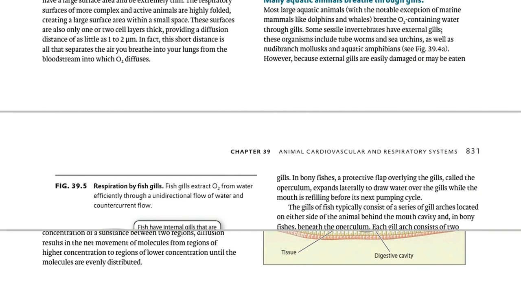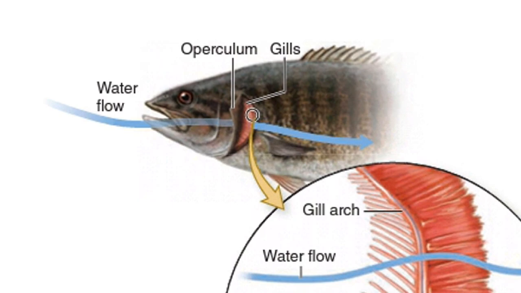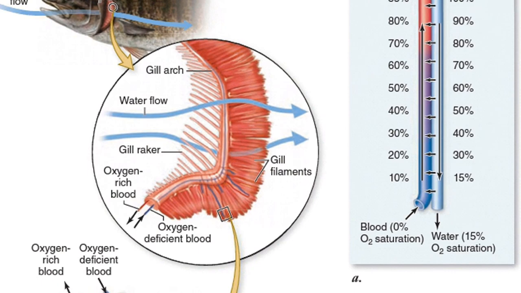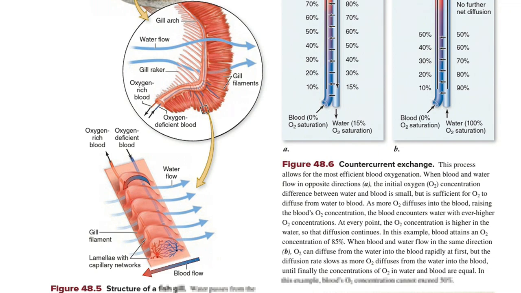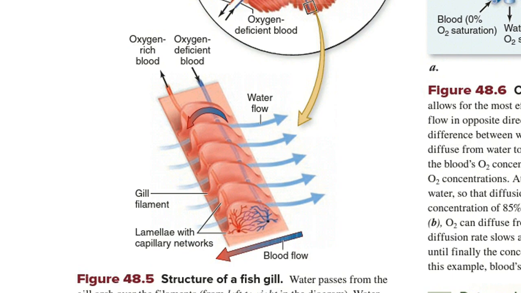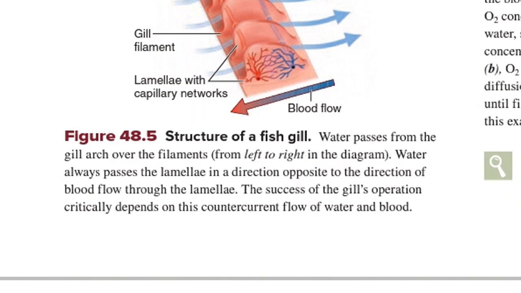Then this figure: direction of water flow, operculum. Then the gill, then lamella, oxygen-rich blood, oxygen-deficient blood, water flow, capillary network. So everything I have tried to explain to you, this is the structure of a fish gill.